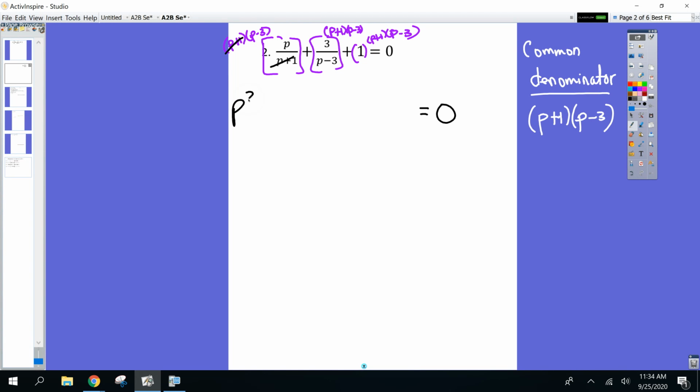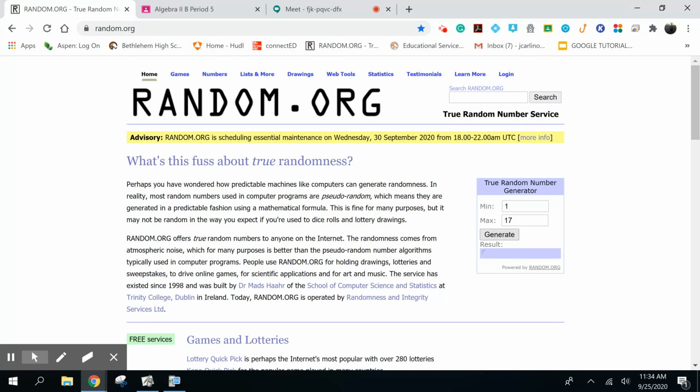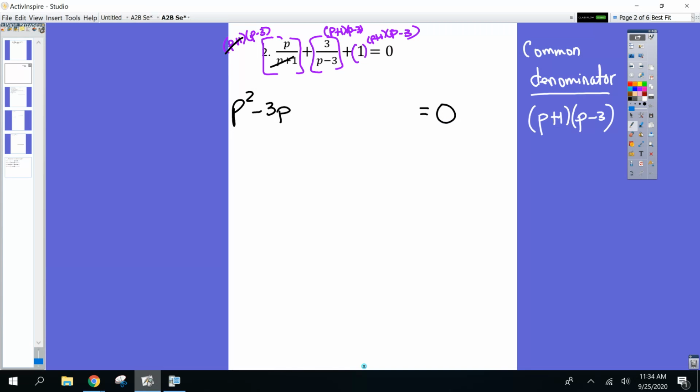So let me try this again. P squared minus 3p. Got it. All right, now we're back to business. I hope. Because I get rattled too. Ella, here we go. Second fraction. What's left? It would be 3p plus 3. Yep, everyone's seeing she's distributing the 3.